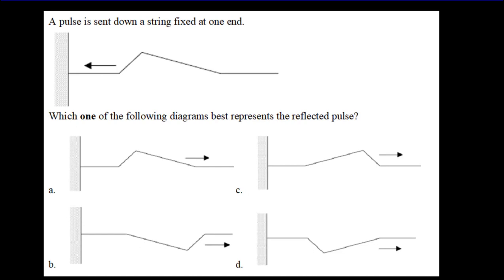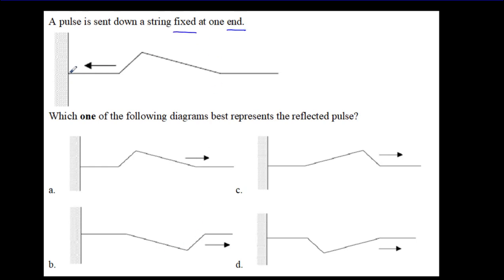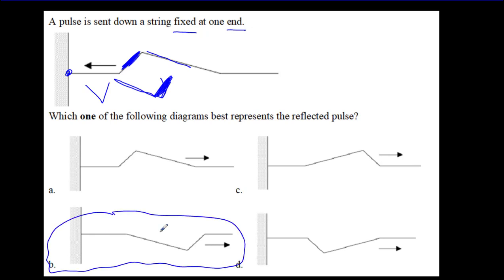Let's do a quick question. Pause the video, try the question, come back for the answer. First thing to notice is that we've got a fixed end. So it's fixed right here. That means it's got to come back on the other side. The other thing that you want to notice is the short side here. This is the long side. This is the short side. The short side is leading. When it reflects, the short side is still going to have to lead. So your answer has to look like B here, where you've got the inversion and you've got the short side leading.